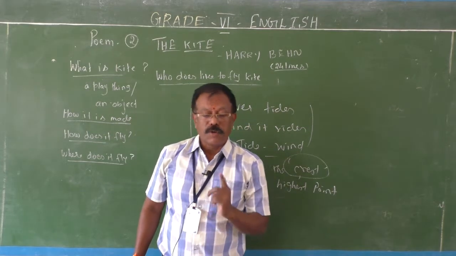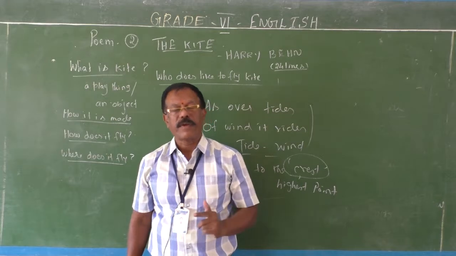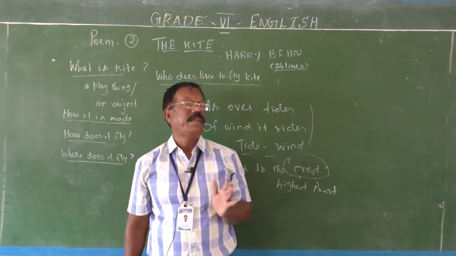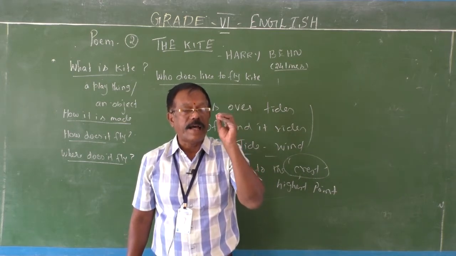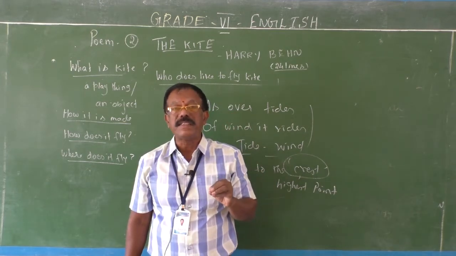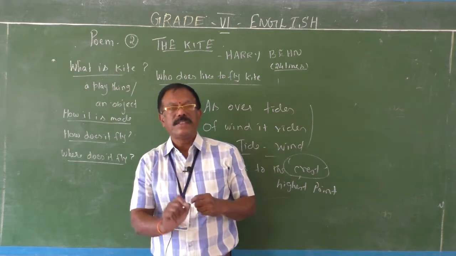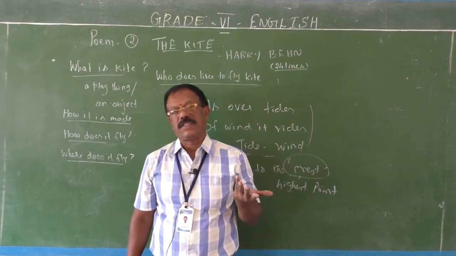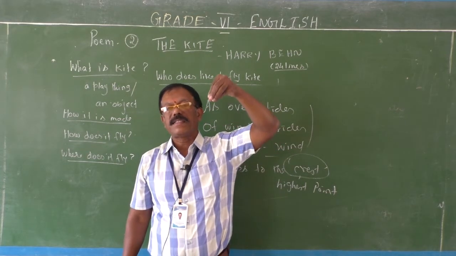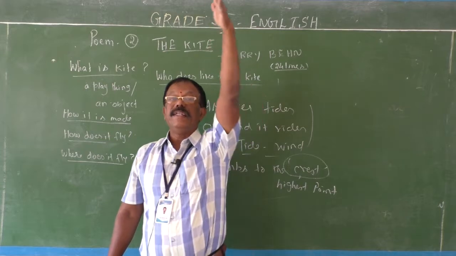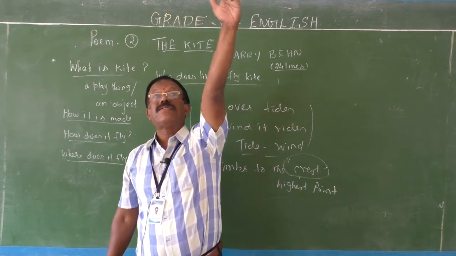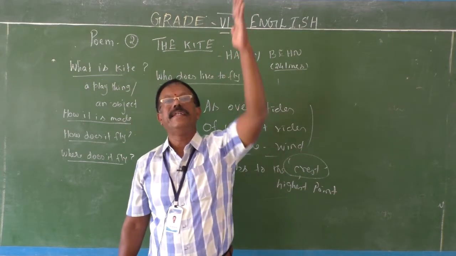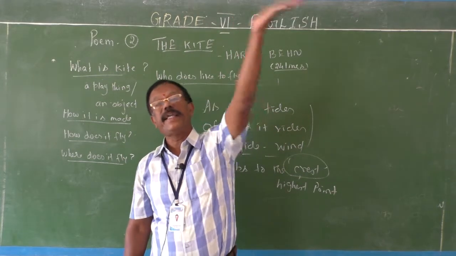Okay, I hope you can follow me, children. Pay good attention and listen to me carefully, and whenever I give you the meaning for the hard words, keep it in your mind. Otherwise, you can note it down in the classroom. See, climbs to the crest. The kite rises slowly up and reaches the highest summit, meaning the height. It goes so high in the sky.